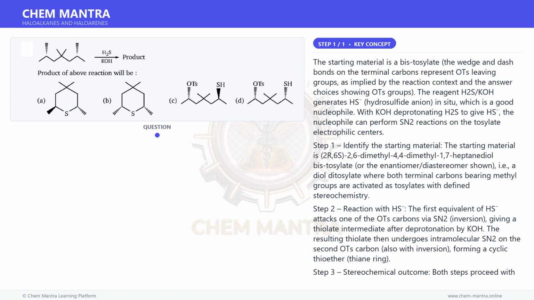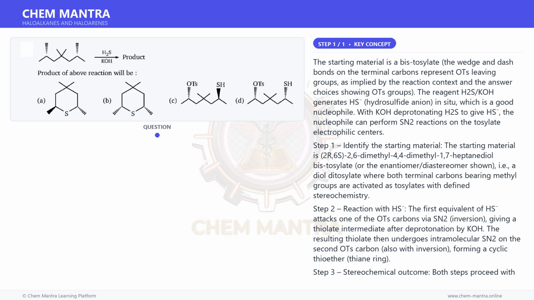The geometry of the product thiane ring, chair or flat representation, gives a trans relationship between the two methyl substituents at C2 and C6. In the drawn structure, both methyl groups appear on dashes, both pointing the same face downward in the ring, which represents the trans-2,6-dimethyl-4,4-dimethylthiane with both methyls in equivalent axial or equatorial positions, consistent with the double inversion SN2 pathway.